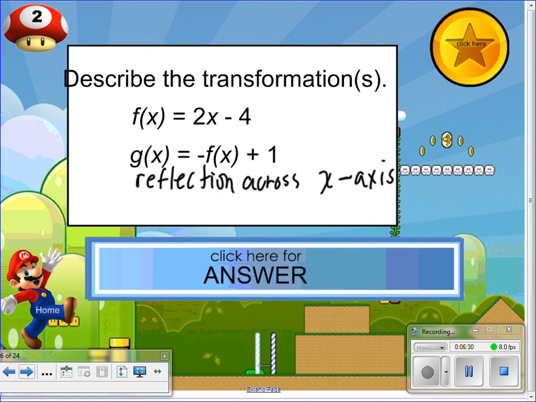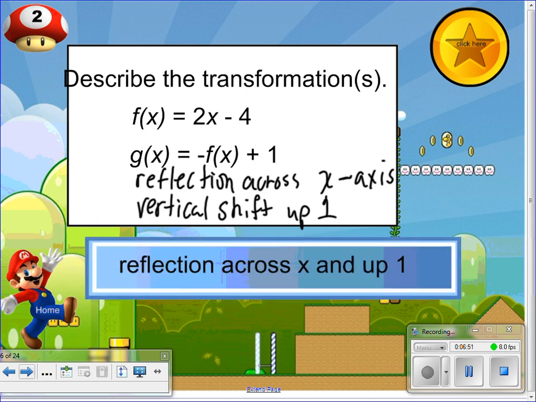Okay, and then we see again there's something being added on the outside, so that goes with the translation. Because it's on the outside, we see that that's vertical. So we have a vertical shift up by 1. Okay, so again, we check our answer, we see a reflection across the x-axis, and it moved up 1.